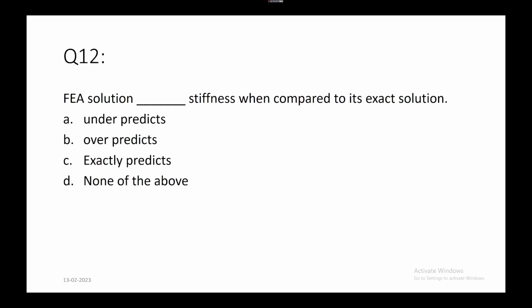Sir, C, exactly predicts. Okay. So one of the guesses is exactly predicts. So can anybody say what is stiffness in general? So not the matrix. I mean, yes, of course there is a stiffness matrix as well. But in general, what is stiffness? Can you, in very simple terms, say what is stiffness? Sir, resistance to the force applied. Yes, the resistance to force applied.